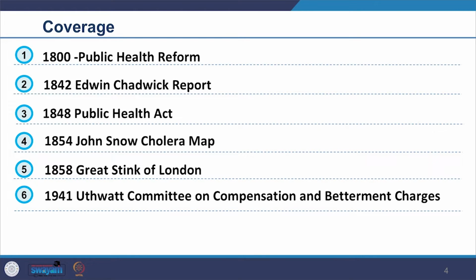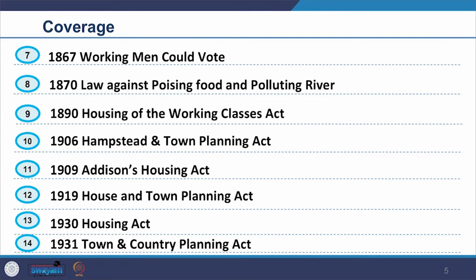Then we will look at Utthwatt's Committee on Compensation and Betterment Charges. Thereafter, we will look at the reform of how working men could vote in 1867. Thereafter, we will look at the law against poisoning food and polluting rivers. Thereafter, we will look at the Housing of the Working Classes Act, which came in 1890. Thereafter, we will look at the Hampstead Garden Suburb and Town Planning Act, and then likewise the Addison Housing Act, the Housing and Town Planning Act of 1919, and the 1930 Housing Act.